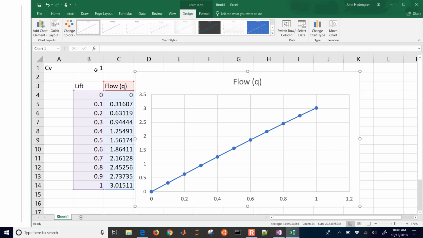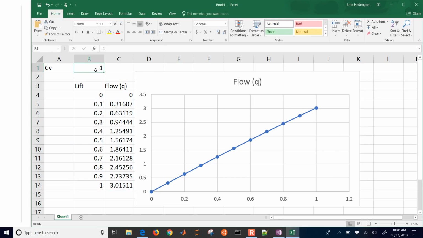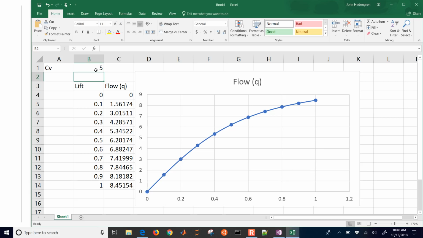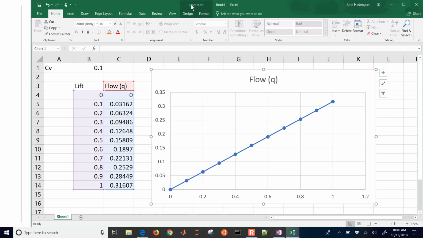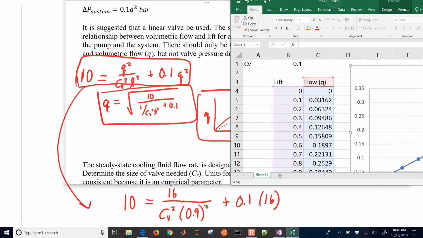Okay, so if I had a large valve, let me put 5 in there. You can see that I can get up to flow rates of about 9 or so. If I have a very small valve, 0.1, then it's going to limit my flow to about 0.3. Okay, so this is also important for maximum flow through your valve. But in this case, I had a design condition here.